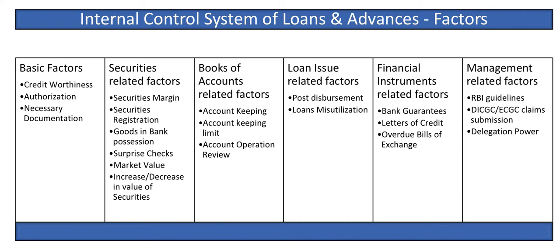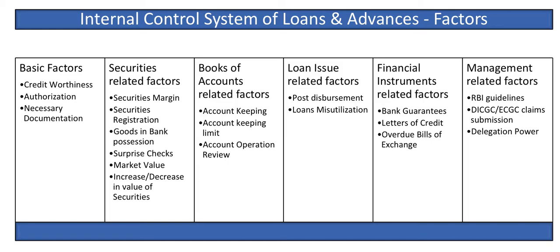So there are 6 sections of factors. The first one is the basic section, the second one is the securities related section. The bank takes securities while giving loans and advances, so those securities related factors, and books of accounts. When these transactions happen, the banks maintain certain books of accounts, and what are the factors that we need to touch upon in this section, and loans issue related factors, financial instruments related factors and management related factors. So I have grouped them into 6 different sections. Let us go one by one.